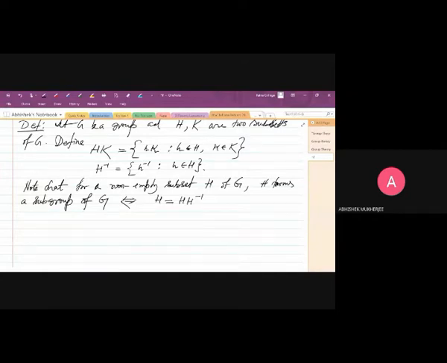H will coincide with H inverse. That you need to check on your own. That is an exercise to you. Okay. Now we are going to prove the result.